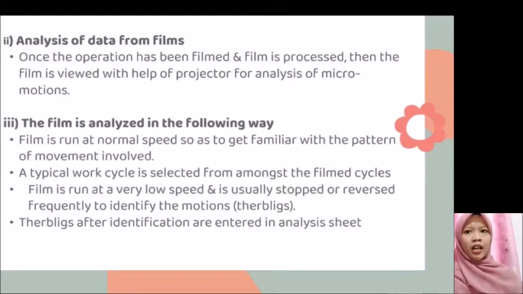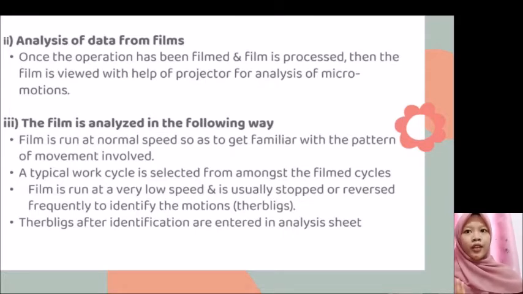Second is analysis of the data films. Once the operations have been filmed and the film is processed, the film is viewed with the help of a projector for analysis of micromotions.